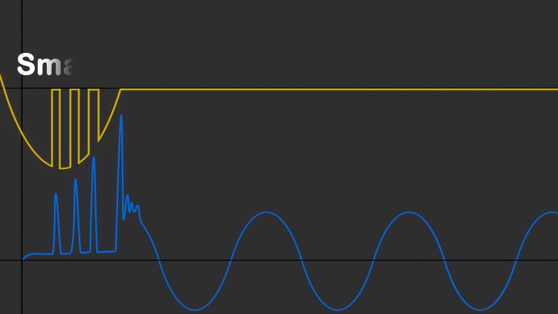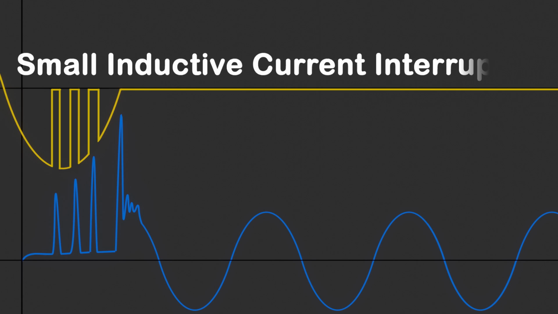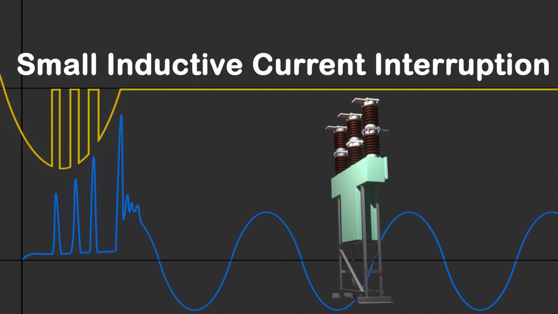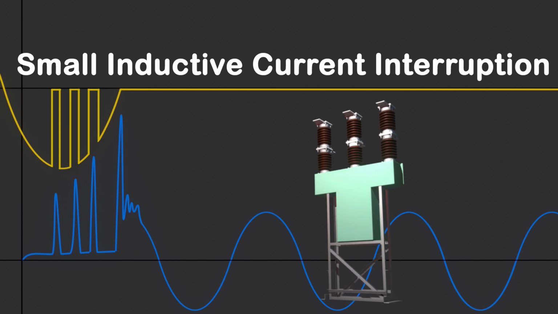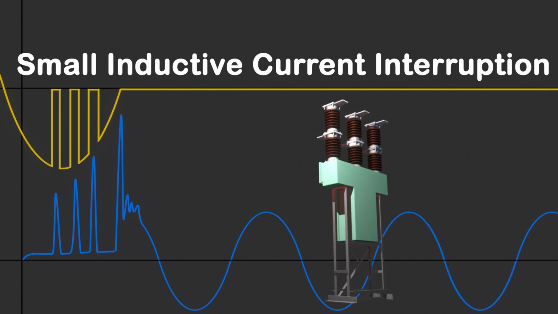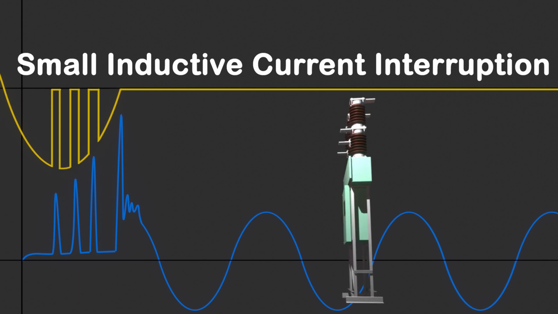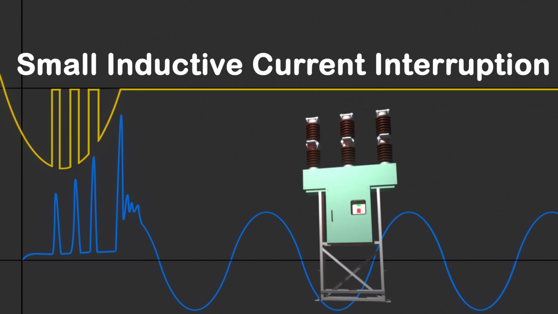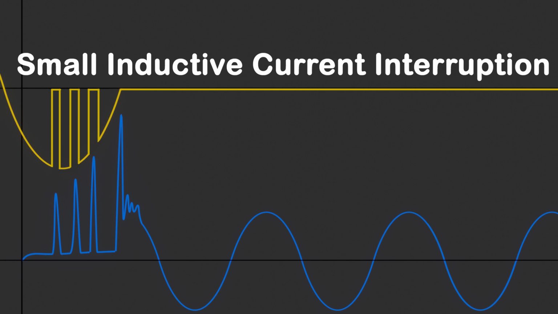Let's get started. Here, I will discuss how a very small inductive current, say around 10 or 20 amperes, is interrupted by a circuit breaker. Let us assume that the circuit breaker is rated for interrupting very high short-circuit currents. That means the breaking capacity of this high-voltage circuit breaker is about 25 kiloamperes or even higher, like 31.5 kiloamperes, 40 kiloamperes, or 50 kiloamperes.